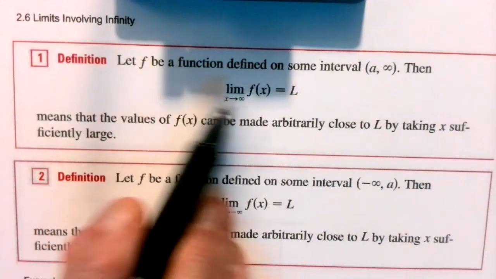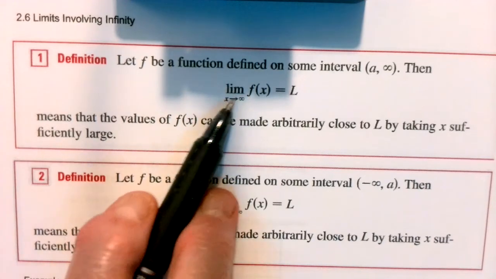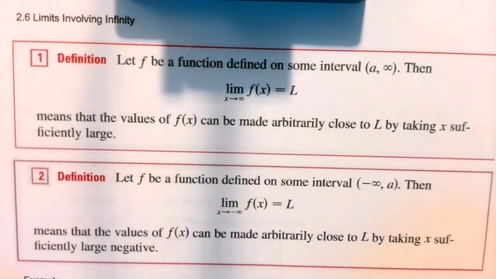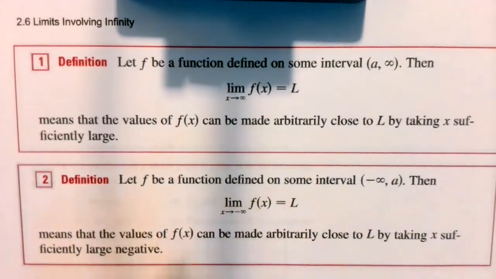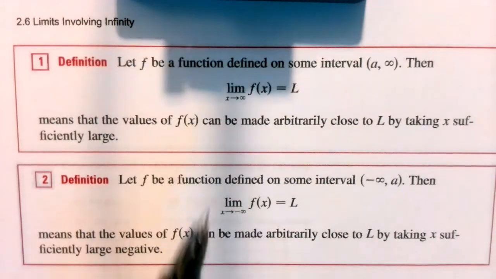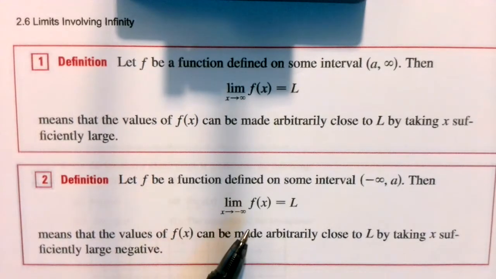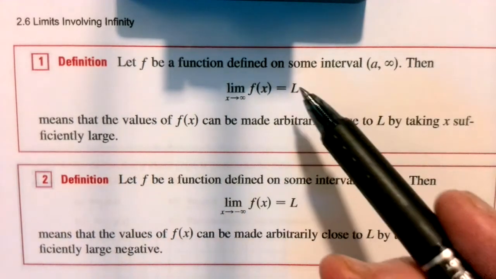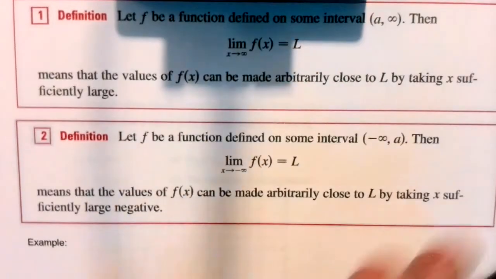But what is different here is what x is going to. X is not going to a number. X is going to infinity in this definition, and x is going to negative infinity in the other definition. So we're talking about limits involving infinity. So we're either going to be talking about when x is going to infinity or negative infinity, or when our answer is infinity or negative infinity. So let's look at an example of this.